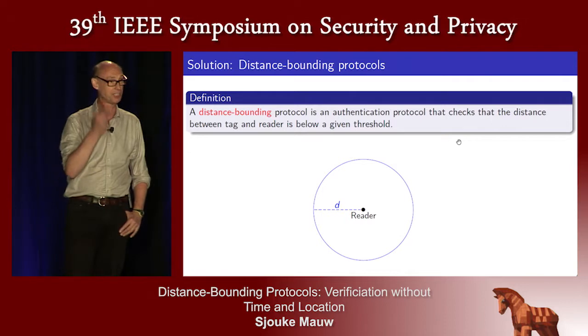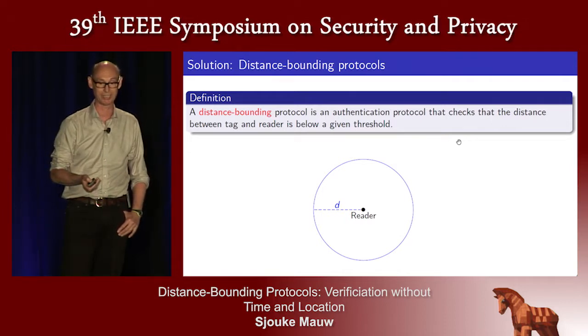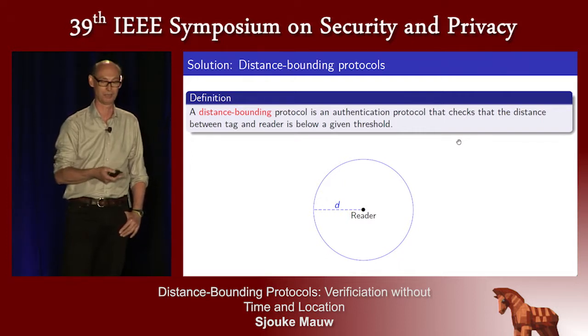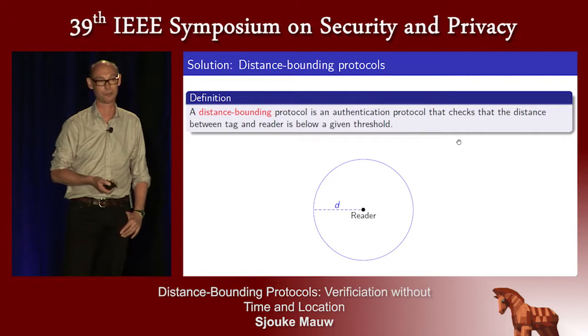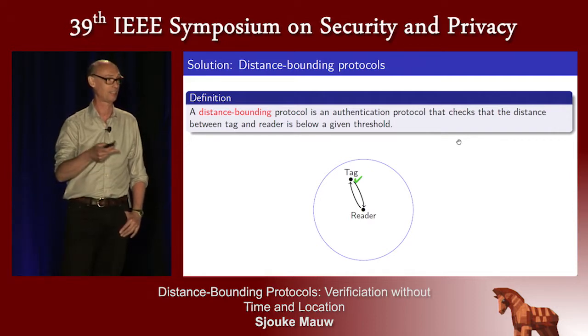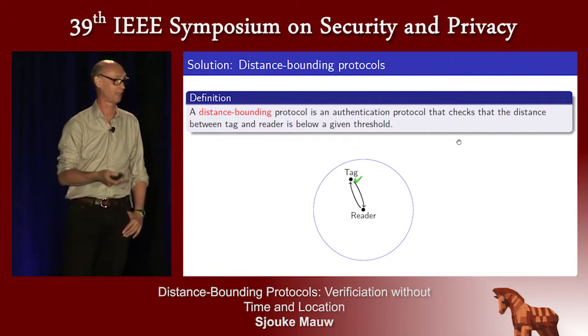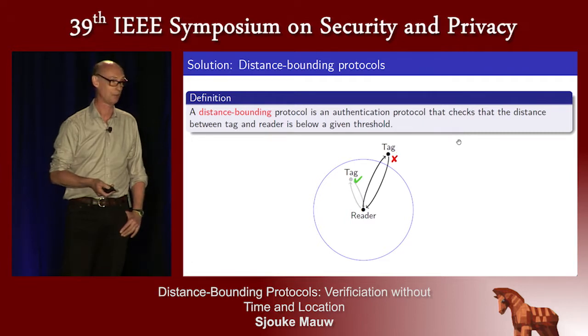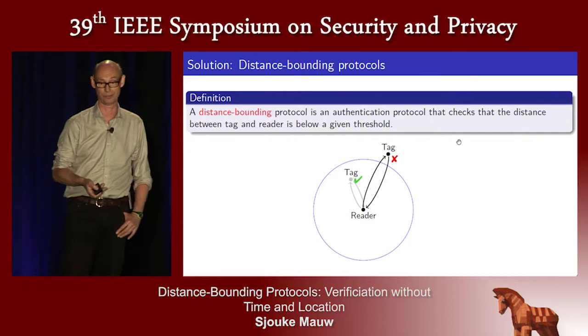Let's have a look at a very simple diagram to explain that. The reader has this distance d that he requires the tag to be within this perimeter in order to offer the service. And then in a communication with the tag, in the case that the tag is within the perimeter, the protocol will succeed after execution in a positive way, while if the tag is outside the perimeter, the protocol will fail and will deny the service to the tag.